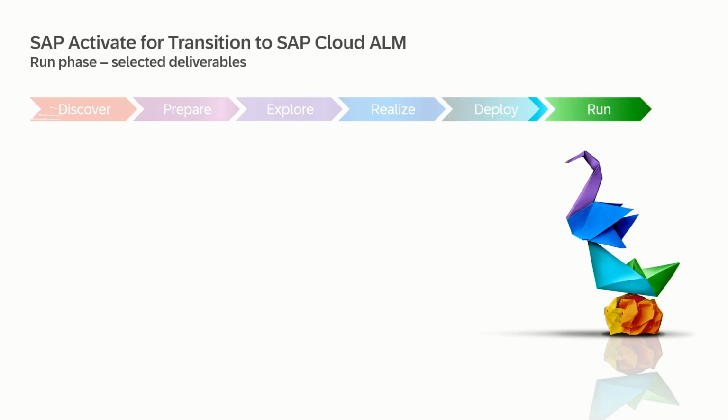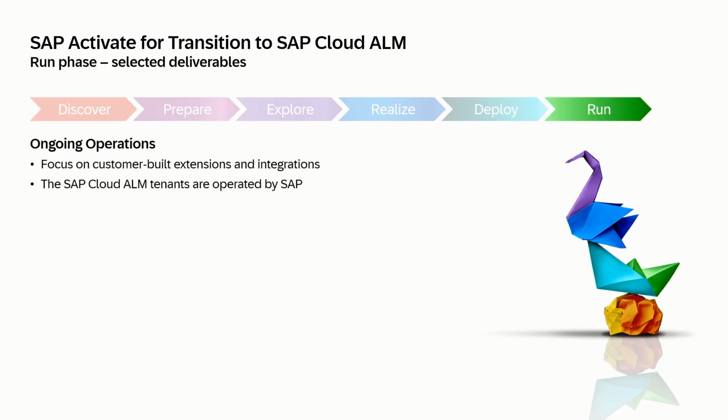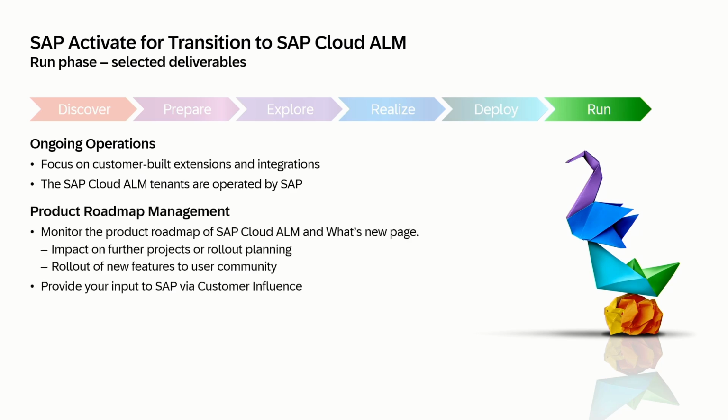And the Run phase. Yes, there is ongoing operations, but also here Cloud ALM is operated by SAP, so you don't need to operate the tenant. But for example, if you have built integrations or any extensions, the operations of those is with you. And then there is a deliverable we called product roadmap management.